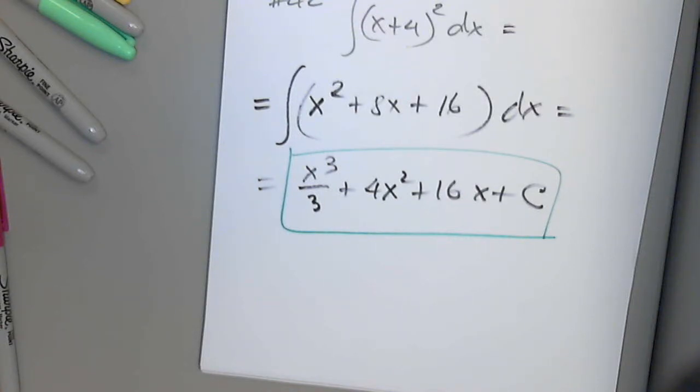Yes? Why is it 4x squared? Because it's 8x squared over 2, and I simplified 8 and 2, and I got 4. That's okay. That's okay. Not like in this chapter.